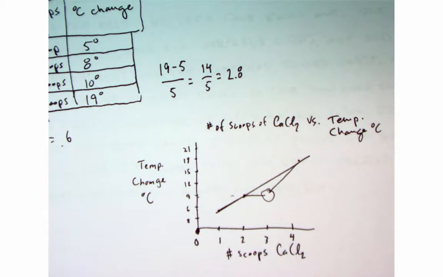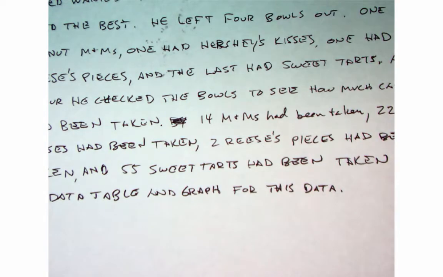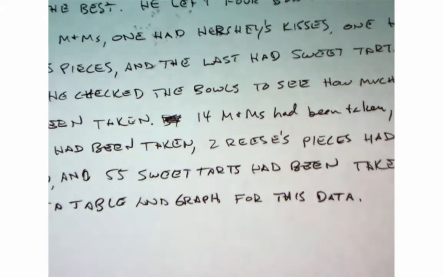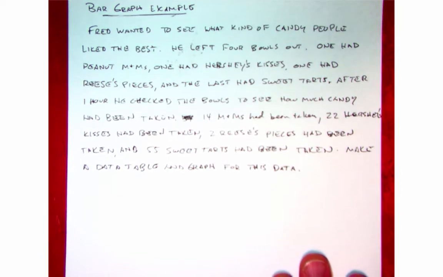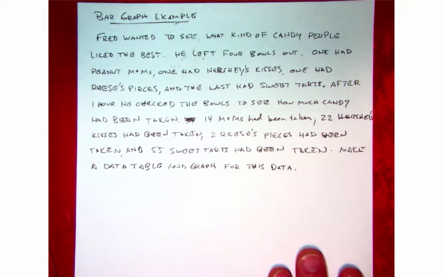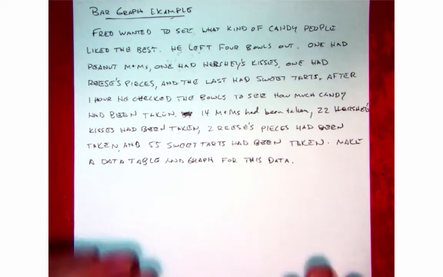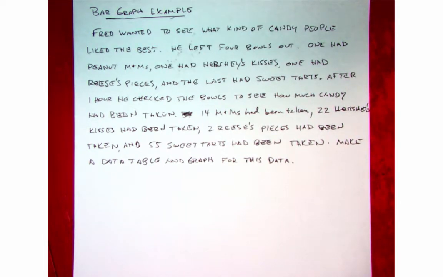All right, let's do one more example. And this time, let's do a bar graph, just to see what that looks like. All right, so Fred wants to see what kind of candy people like the best. He left 4 bowls out. One had peanut M&Ms, one had Hershey's Kisses, one had Reese's Pieces, and the last had Sweet Tarts. After 1 hour, he checked the bowls to see how much candy had been taken. 14 M&Ms had been taken, 22 Hershey's Kisses had been taken, 2 Reese's Pieces had been taken, and 55 Sweet Tarts had been taken. Make a data table and graph for this data.